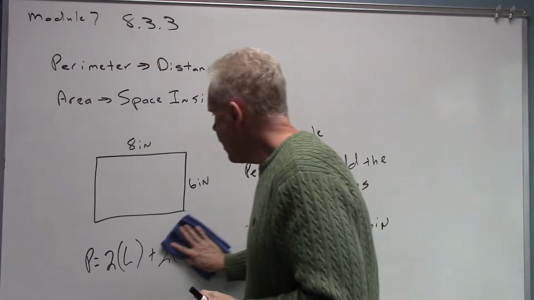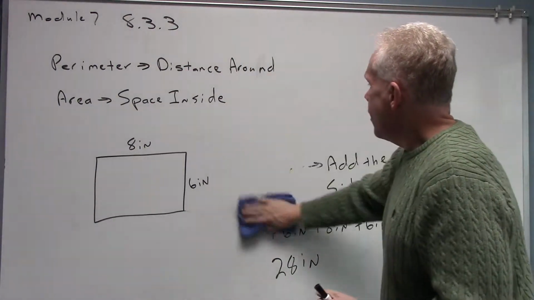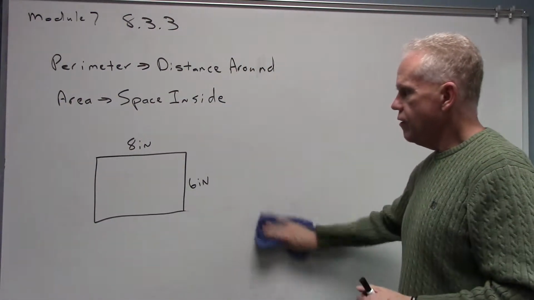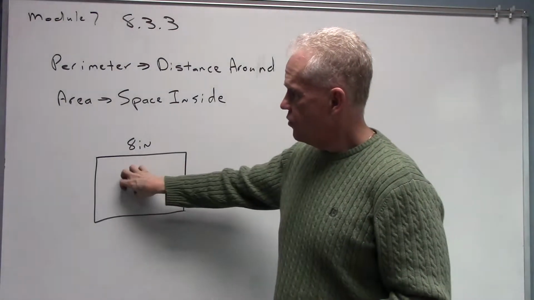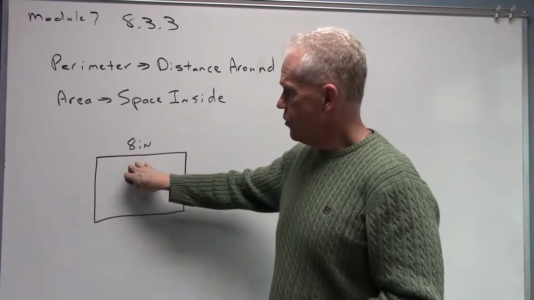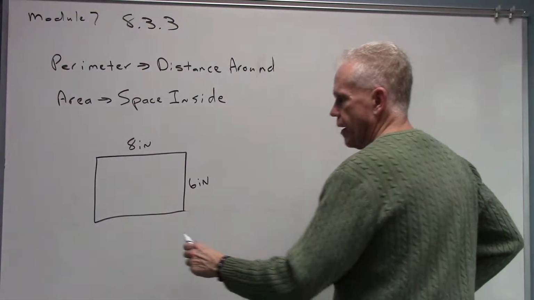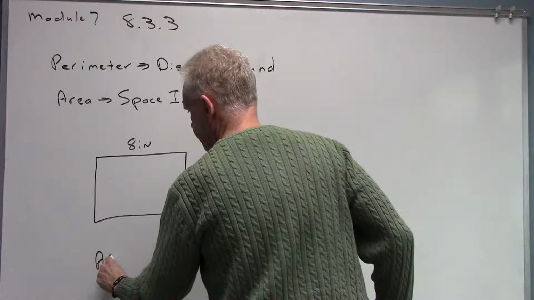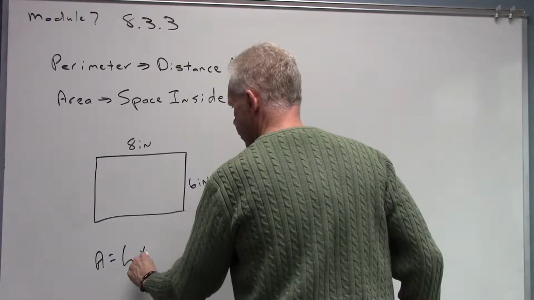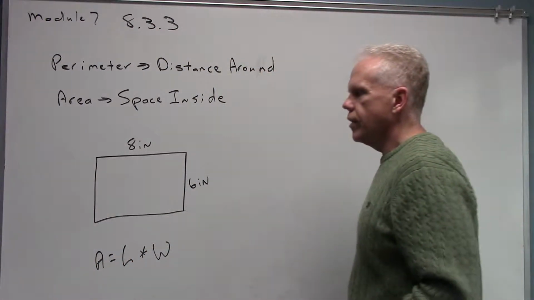Now let's talk about area. Now the area of a rectangle is not the distance around it, but it's how much space is inside the figure. How much space is inside here. Okay, so the area of a rectangle does have a formula. Area equals length times width.